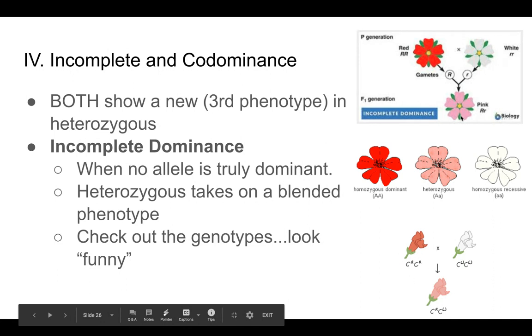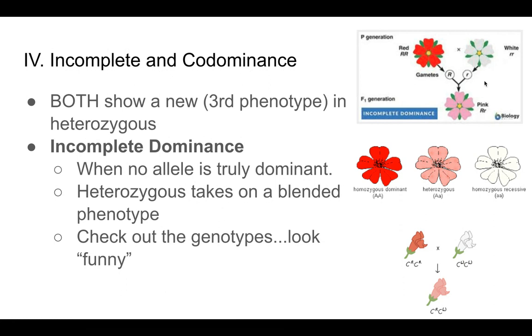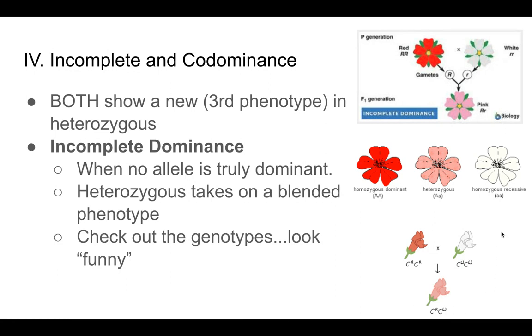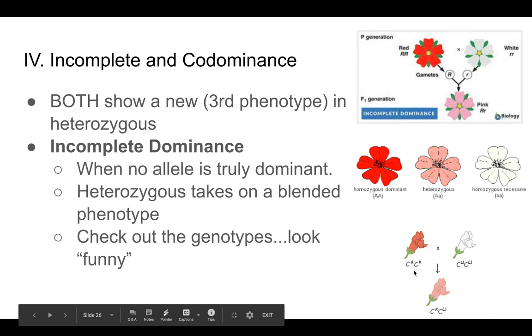So up here, this is pretty standard. This is what we're used to. Big R, little r, big R, big R, little r, little r. Here is even what we're used to. Big A, big A, big A, little a. But this is also another way of showing alleles. And so what you see here, look at this genotype.